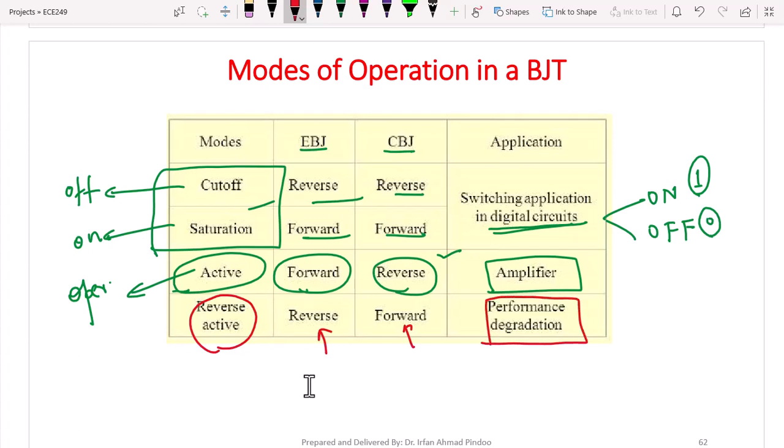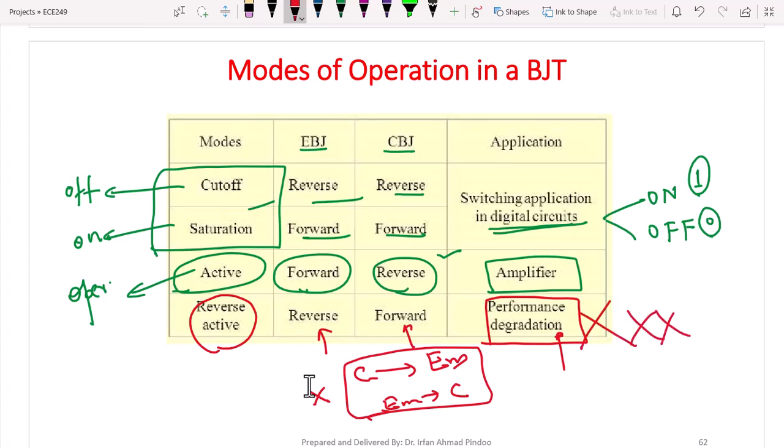Why? Because in that case the collector will try to have the role of the emitter and the emitter will try to have the role of the collector, but because constructionally that is the opposite of what we have done, it will result in performance degradation. So this is never used, right?